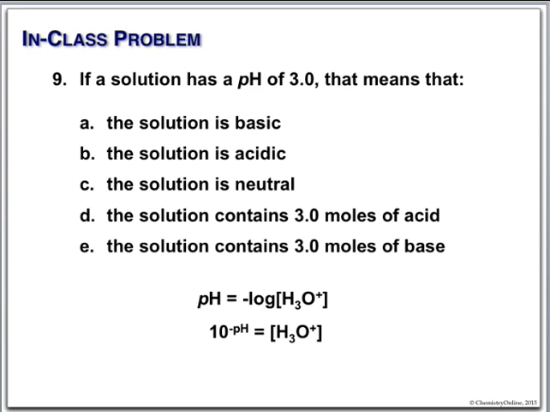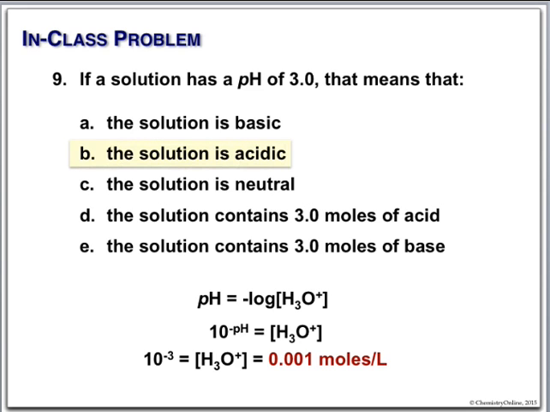Now we can use this equation here. Our pH is 3, so if we substitute 3 in here, we have 10 to the minus 3. That's 0.001 moles per liter of acid. So this is 0.001 molar acid. Because it's lots of acid, because it's greater than 10 to the minus 7, it is an acidic solution. Lots of acid, it's acidic.